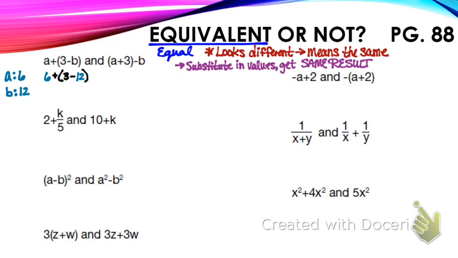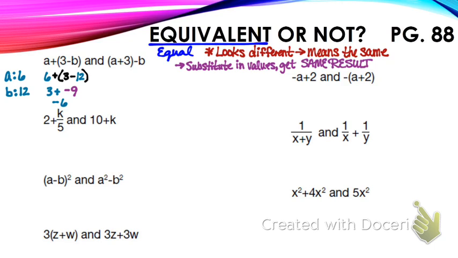Order of operations says to do what first here? Parentheses. So I'm going to do the 3 minus 12 first. What would I get when I do 3 minus 12? Negative 9. Okay, so I have 6 plus negative 9. What is 6 plus negative 9? Negative 3. I'm going to take that same A and B and I'm going to substitute it over here and see if I get the same or different.